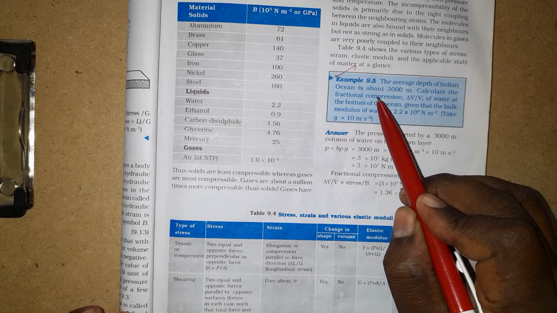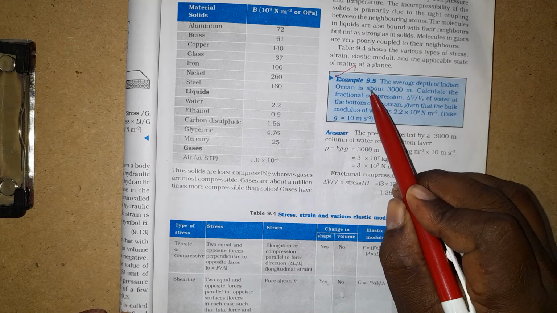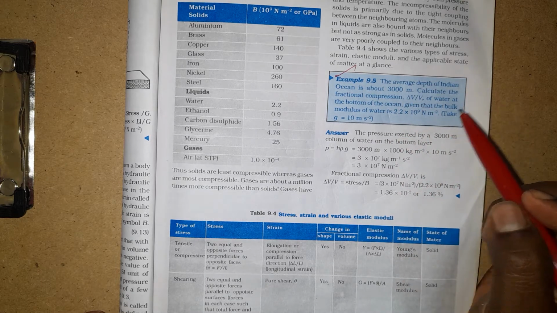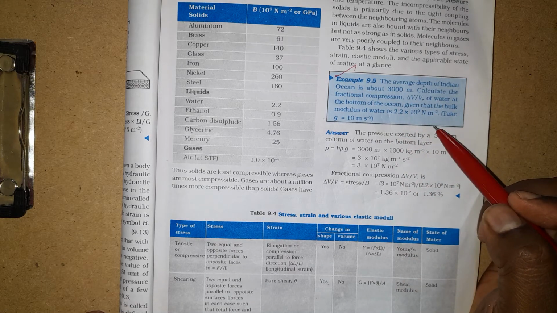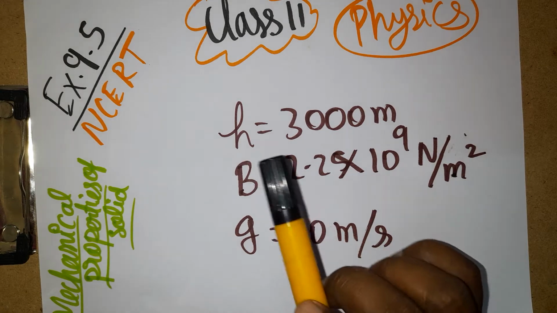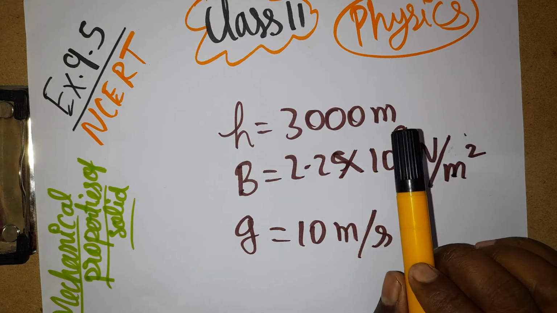Hello students, today we are going to see NCERT example problem, 9th chapter, 5th problem, class 11 physics. Actually, it asks about the bulk modulus of elasticity. Now I am going to teach you how to solve it. It is the 9th chapter, 5th example problem we are going to discuss, class 11 physics.